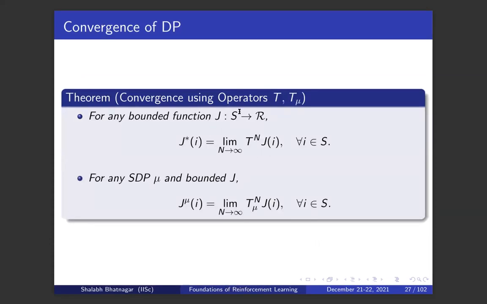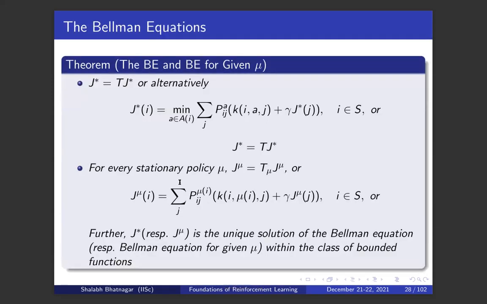Okay, so now when we look at these operators T and T mu, it turns out that for any bounded function J, J star of I is the limit as n goes to infinity of T raised to n J of I. So if you start with any J and you keep on iterating, J, T J, T squared J, and so on, you get J star of I. Similarly, you start with any J and you go on updating via T mu as J, T mu J, T mu squared J, T mu cube J, and so on. This entire sequence will converge to J mu of I. So essentially, there's an important result.